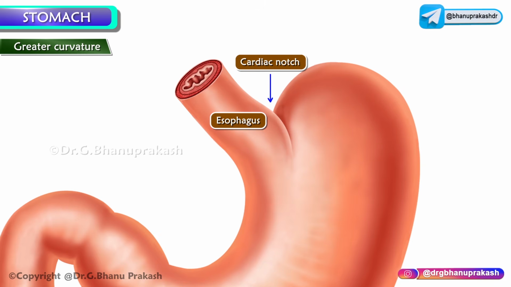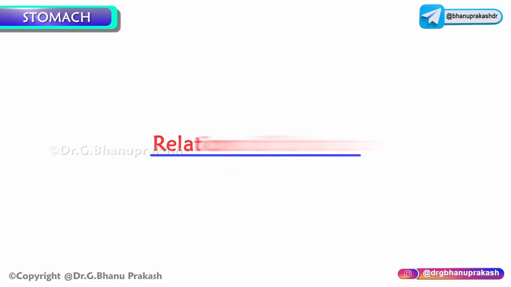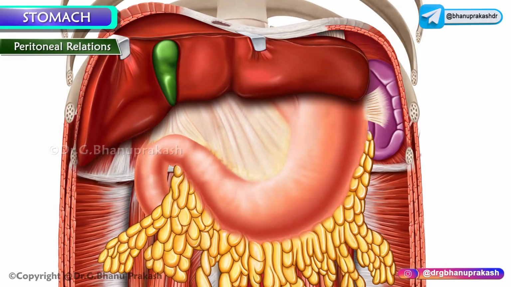So this is what you need to know about the lesser curvature as well as the greater curvature. Next, relations of the stomach. In the relations of the stomach, first we will concentrate on the peritoneal relations. So here the stomach is lined on both surfaces by peritoneum.